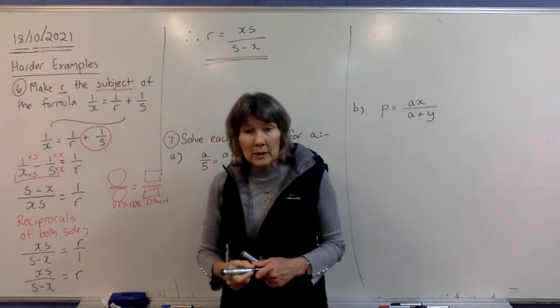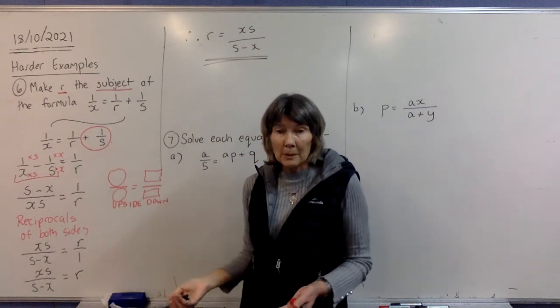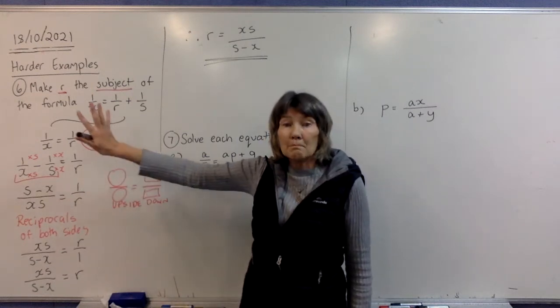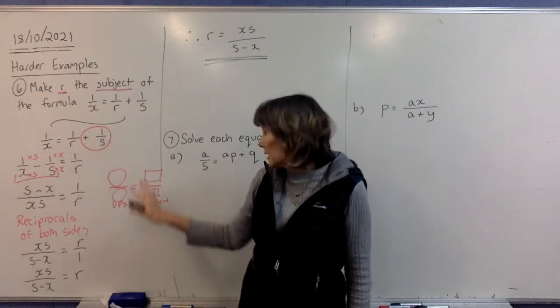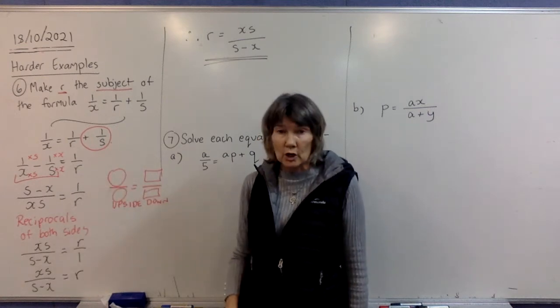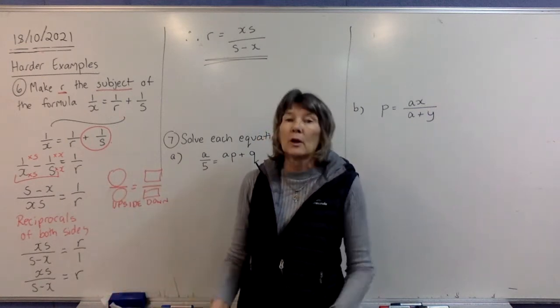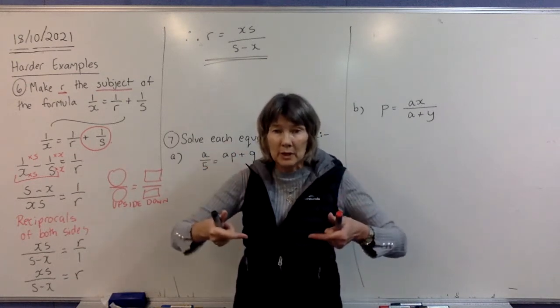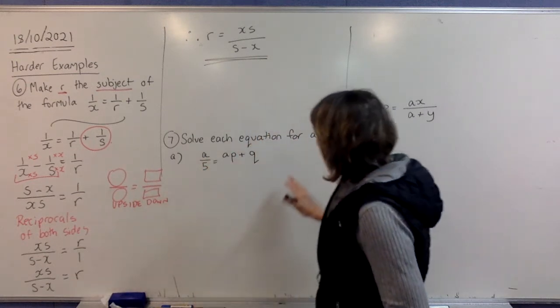So the trick with this one, start off like you normally would, but then when you get to a point like this, you must have the left and the right-hand sides as one fraction each. One fraction on the left, one fraction on the right, and then you can flip them and get the reciprocals. Okay, let's look at this next question.